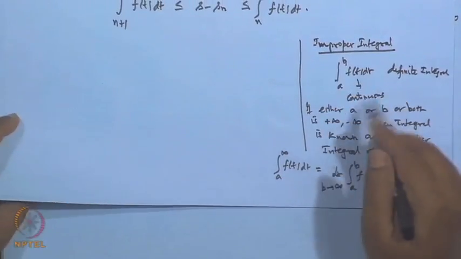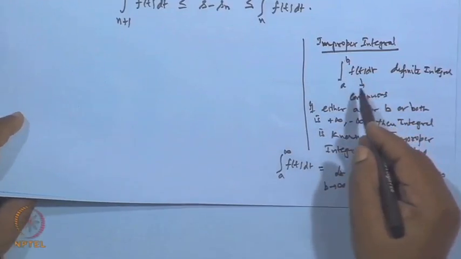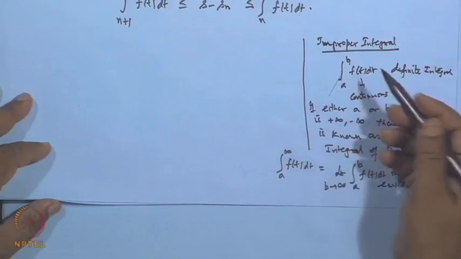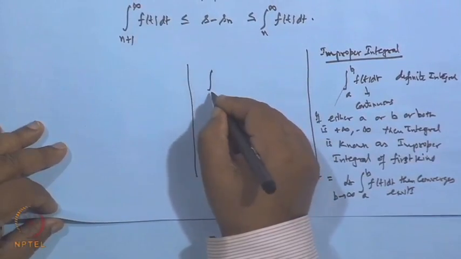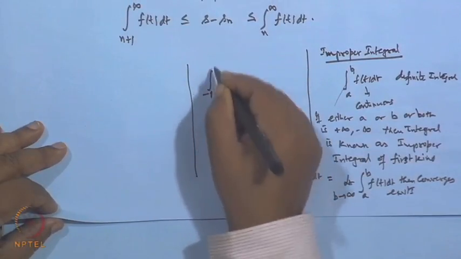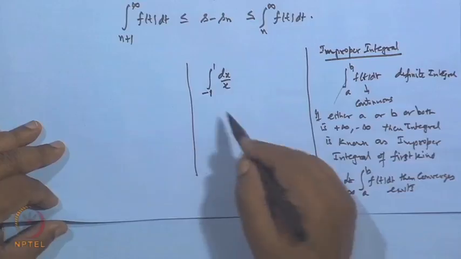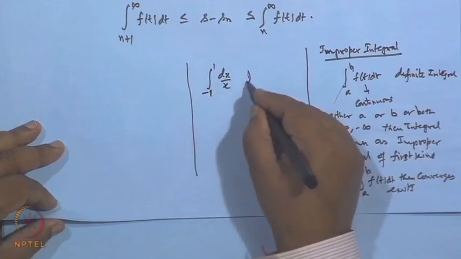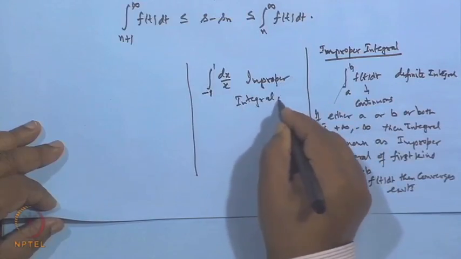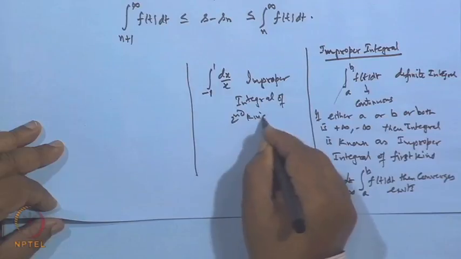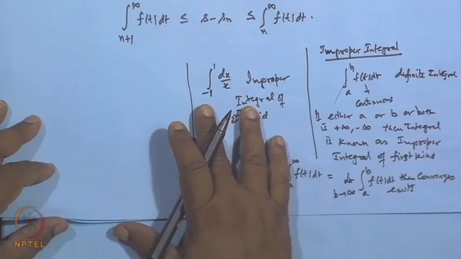The improper integrals of the second kind are those where the integral from a to b of f(t) dt is given, but f is not continuous. Suppose it has a point of discontinuity over the interval [a, b]; then such an integral is not defined over the whole interval. For example, take the integral from minus 1 to 1 of dx by x. The function f(x) = 1/x is not defined at x = 0, so it is an improper integral of the second kind. Clear? So these are the two types: improper integrals of the first kind and of the second kind.